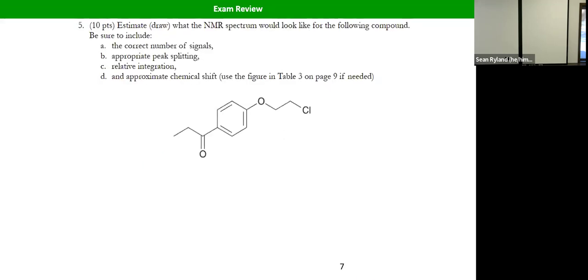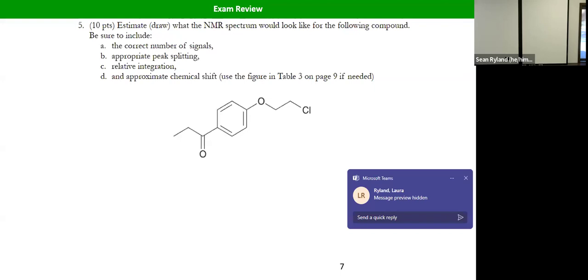How did drawing the NMR spectra go? I think everybody did pretty well on that one. And I gave you the relative shifts in the table, right? So you had roughly where, and I wasn't looking for it to be perfect. You know, how many signals would we have for this molecule if we count all the aromatic hydrogens as one?